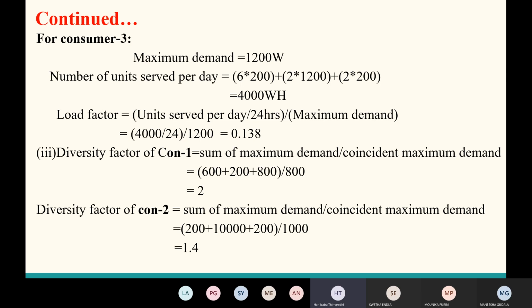Therefore load factor of consumer 3 is 4000 by maximum demand of consumer 3, 1200, so 4000 by 1200 into 24, which is 0.138. In percentage, 13.8%.